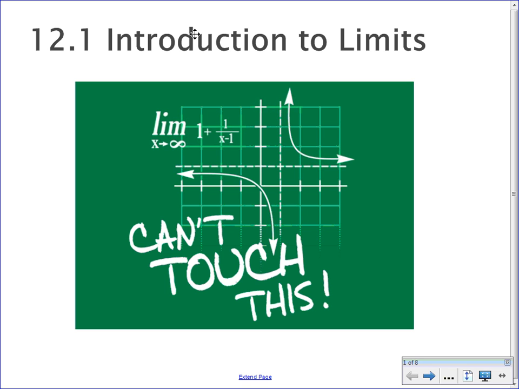Today we'll talk about what a limit is and two methods of evaluating it. Okay, if you don't know what a limit is, that is fine. But why is this picture funny? And what can't that curve touch? That curve is not going to cross our vertical axis.